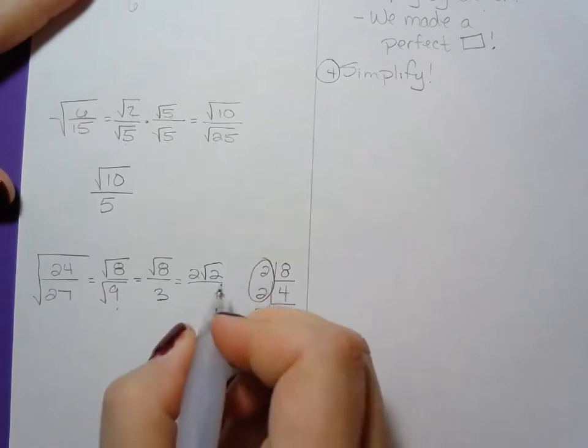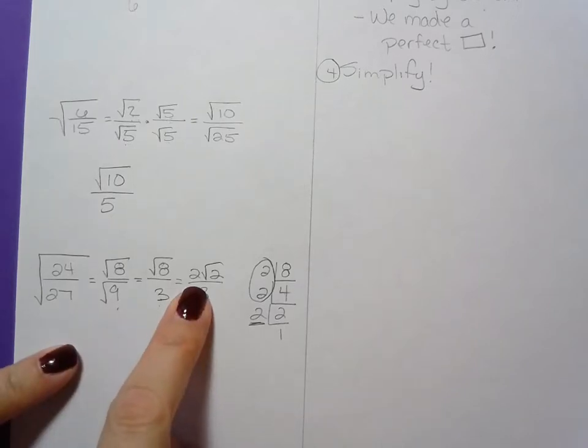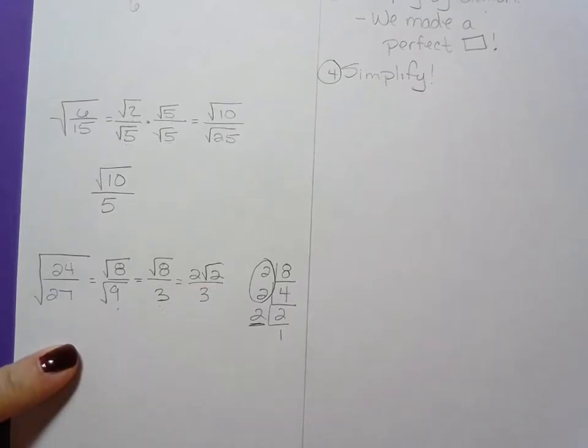And then this 3 is our denominator. It doesn't have a radical symbol. It's already simplified. So the square root of 24 over 27 simplifies to 2 square root of 2 over 3.